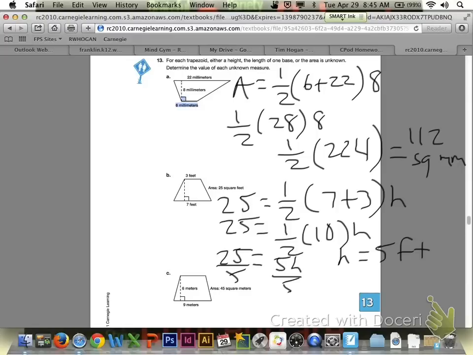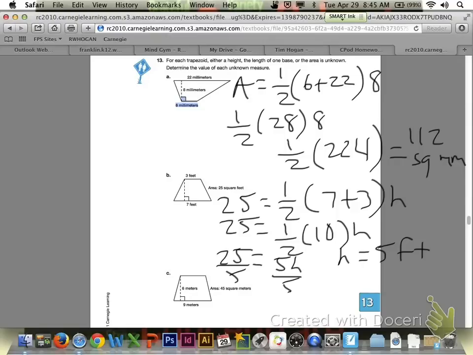If you take a look at letter A, we need to find the area, that is the unknown measure. So we are going to take A equals 1/2 times the quantity of 6 plus 22. Those are my two bases. And we're going to multiply that by 8. That's my height. You end up with 112 square millimeters for the area of that trapezoid.